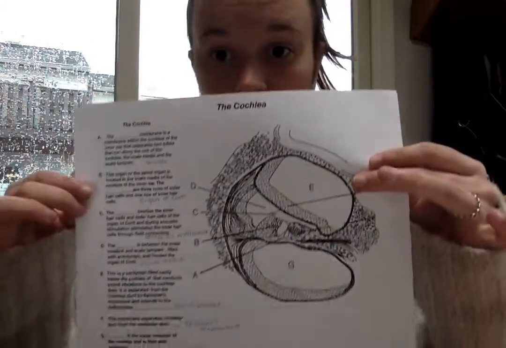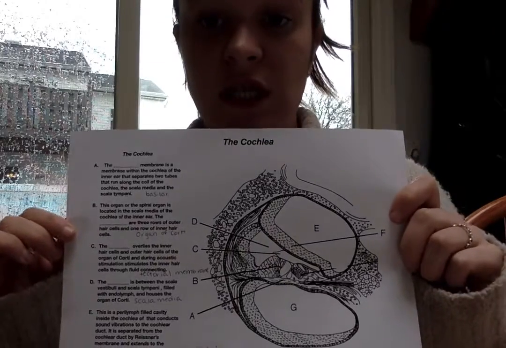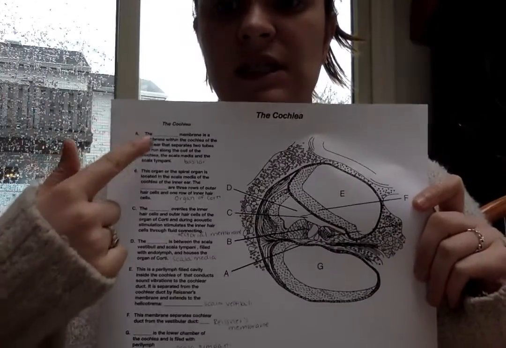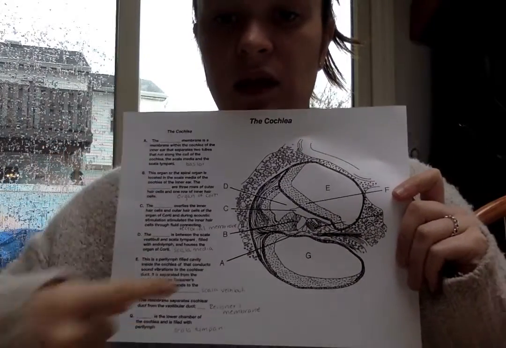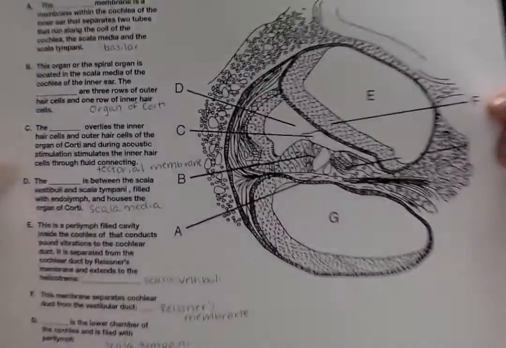As we know, the cochlea is one of the main parts in the inner ear, so I thought it was necessary to do a whole separate worksheet on the cochlea itself. This is the second part of my worksheet and is at the top labeled the cochlea, and again has several questions on the side that corresponds with the labels in the diagram.